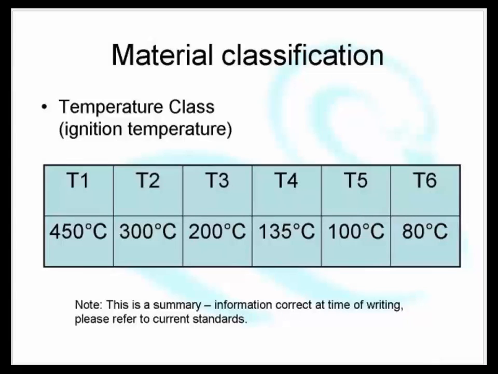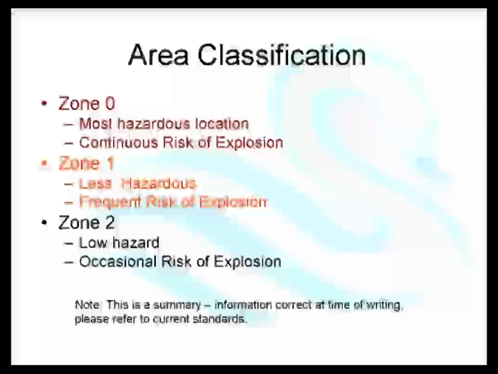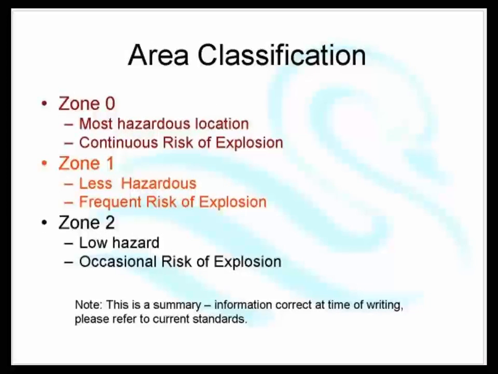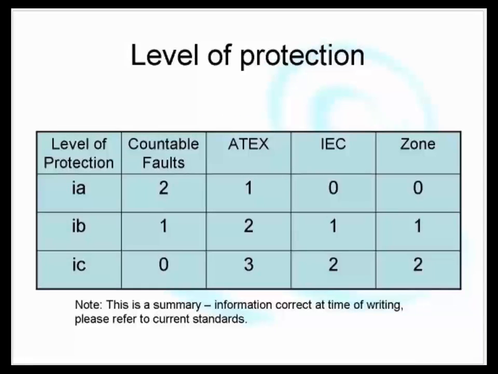There are different material classifications. Now the main thing about all of this stuff, and when you do the MOXIE course you'll do more of this, is that it is as boring as batshit. So I really don't want to go into it too much. There are area classifications. Zone 0 is a dangerous area, with continuous risk of explosion. Zone 1, frequent risk of explosion. And Zone 2, occasional risk of explosion.